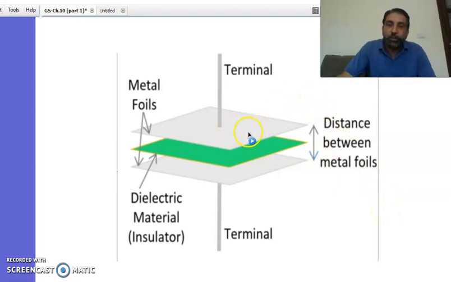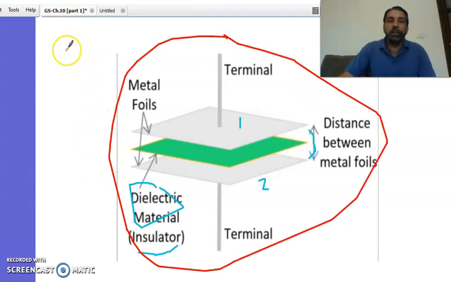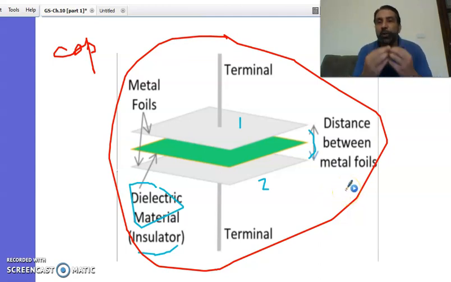The capacitor consists of two conducting surfaces, surface 1 and surface 2. And there is a space between the two surfaces. This space between the two surfaces could be air or vacuum and could be filled with an insulator. We call it dielectric material. In reality, this structure is called a capacitor. So a capacitor is a structure or a device that consists of two parallel conducting surfaces facing each other.